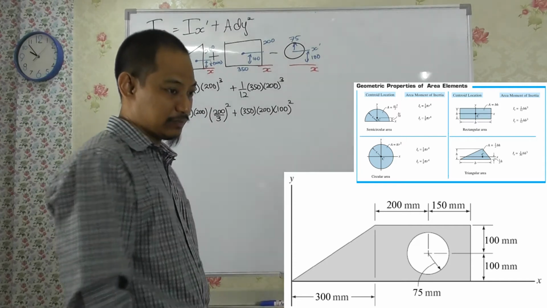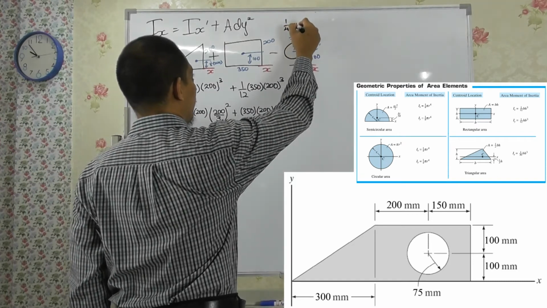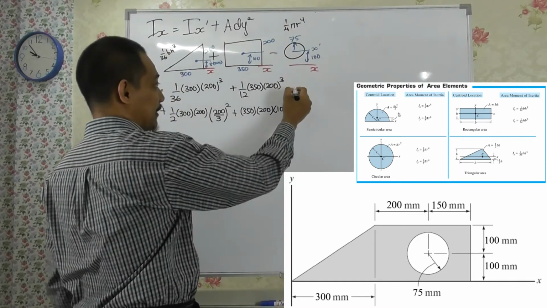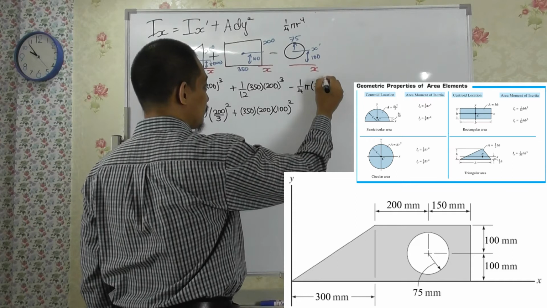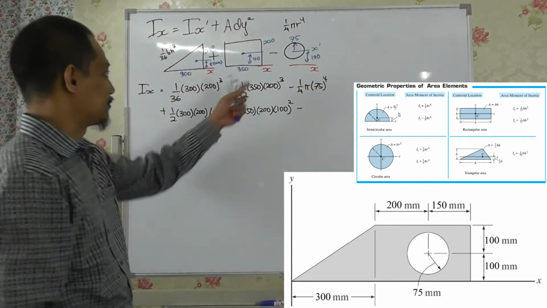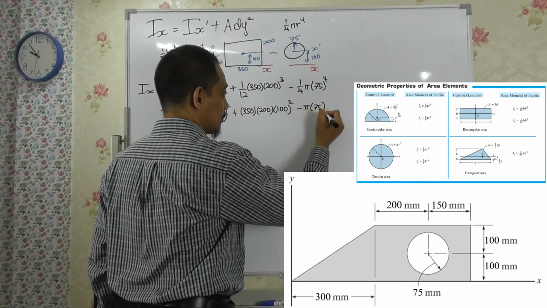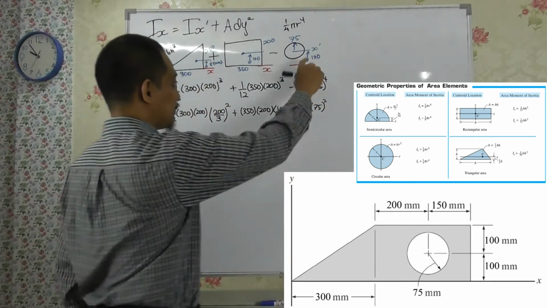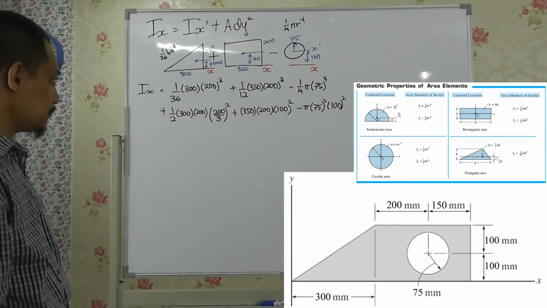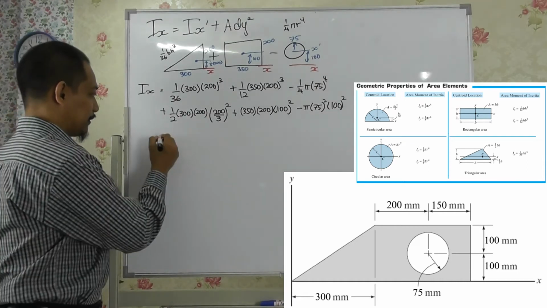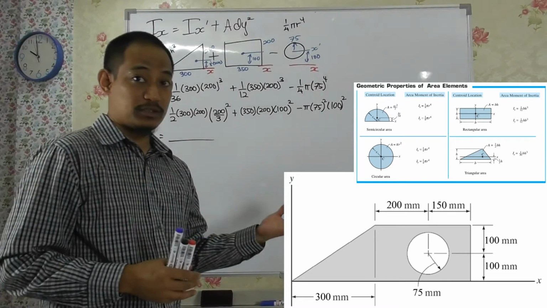For this one, again, it is 1/4 pi r to the power 4, right? So again this is minus: minus 1/4 pi times 75 to the power of 4, and then minus as well because we have to subtract the whole thing, the area, which is pi r square, so pi times 75 square, and the distance is 100, so we have 100 square there. And then you can calculate straight away. So that is if you need to calculate for Ix.